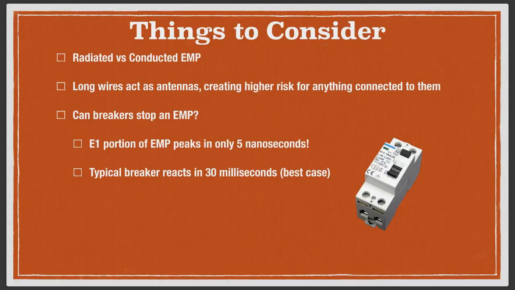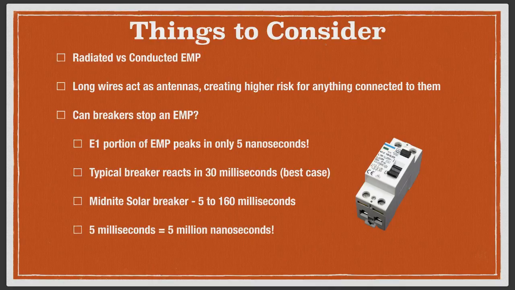And even a top of the line Midnight Solar breaker can only react in, they say, 5 to 160 milliseconds. So let's go with the best case scenario of 5 milliseconds. So we've got an EMP that peaks in 5 nanoseconds, and the breaker reacting in 5 milliseconds. So let's compare apples with apples. 5 milliseconds equals 5 million nanoseconds.